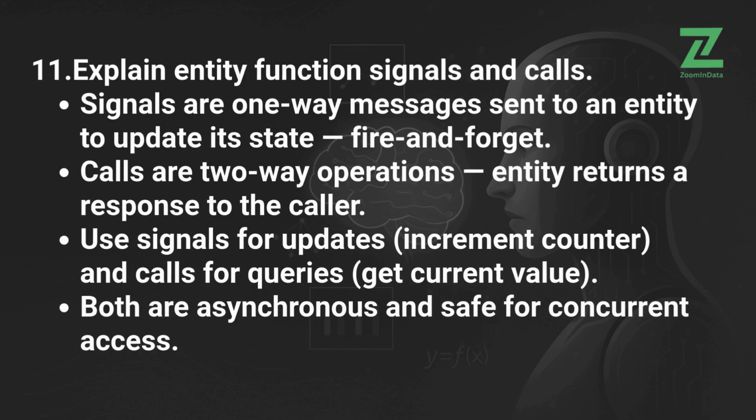Explain entity function signals and calls. Signals are one-way messages sent to an entity to update its state, fire and forget. Calls are two-way operations. The entity returns a response to the caller. Use signals for updates, like increment counter, and calls for queries, like get current value. Both are asynchronous and safe for concurrent access.